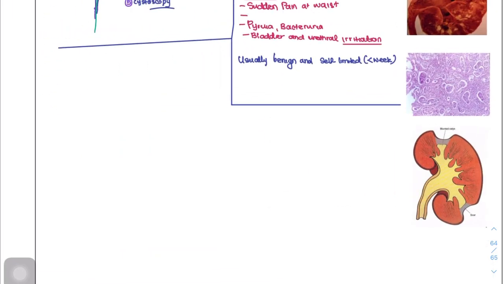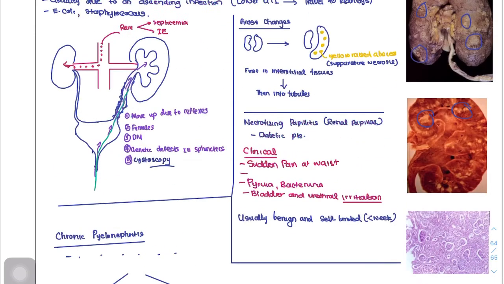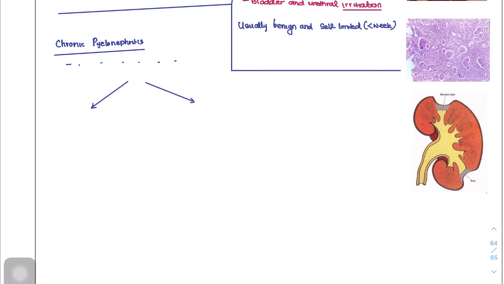Next, you have chronic pyelonephritis. What is chronic pyelonephritis? This is an important cause of chronic renal failure. This could be due to an obstruction or due to reflux. There could be an obstruction which is going to be called chronic obstructive pyelonephritis.